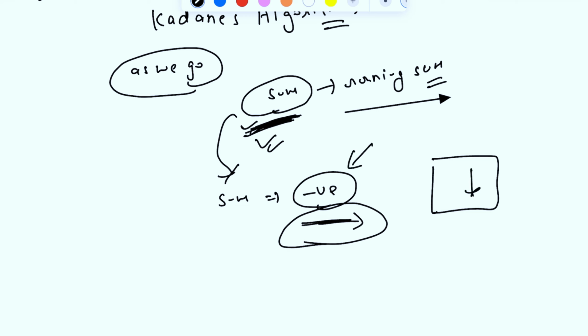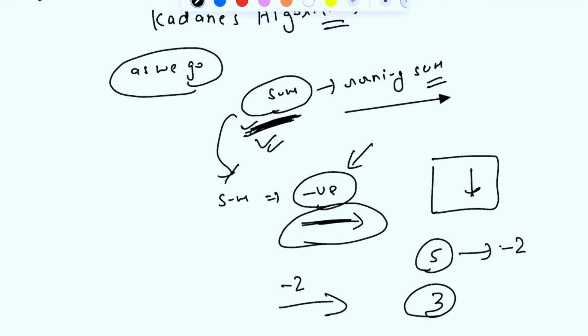For example, if this sum is -2 and the maximum sum is 5, and I carry it ahead, this is definitely going to reduce 2 from this 5, so it is going to make it 3. And we need the maximum, we don't need the minimum. So that's why there is no need of carrying this negative number ahead.